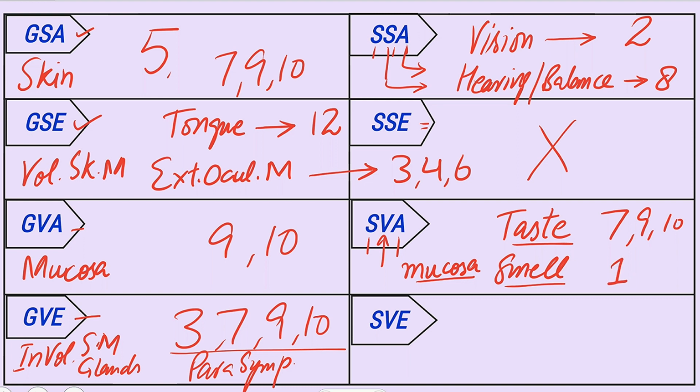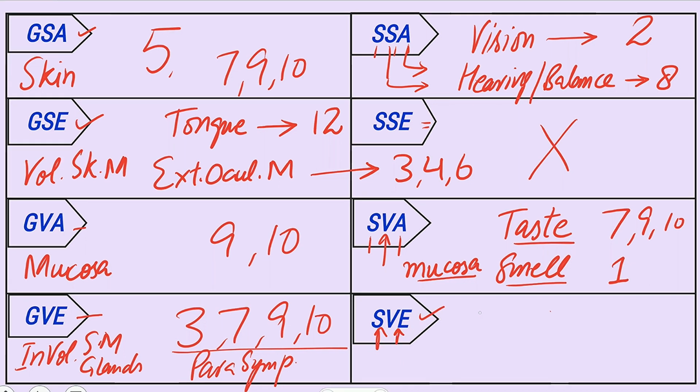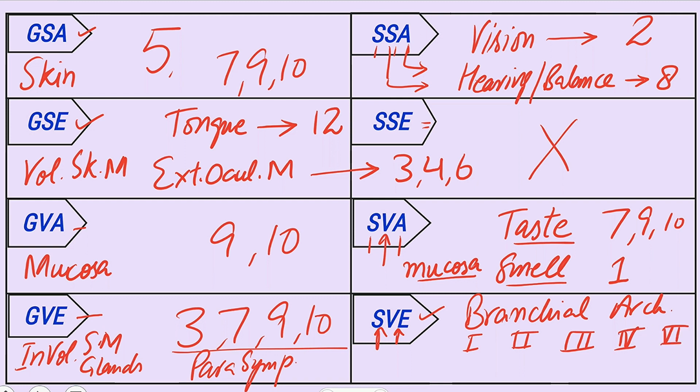Last is the special visceral efferent component. These are special effectors, special muscles that are not truly voluntary. These special effectors are derived from the branchial arches. We have 5 branchial arches: 1, 2, 3, 4, and 6. There is no fifth arch. And the cranial nerves that supply these muscles are cranial nerve number 5 for the first arch, 7 for the second arch, 9 for the third arch, and 10 for arches number 4 and 6. So in this table, note down the nerves that perform these functions.